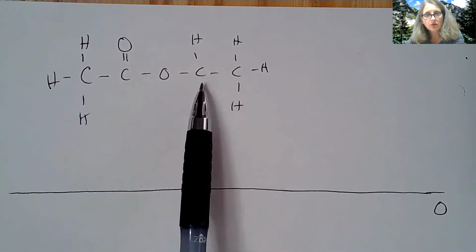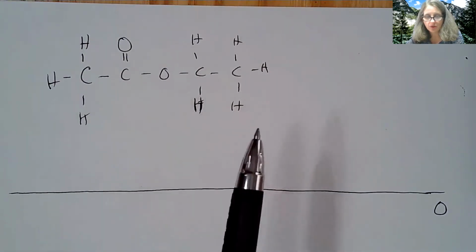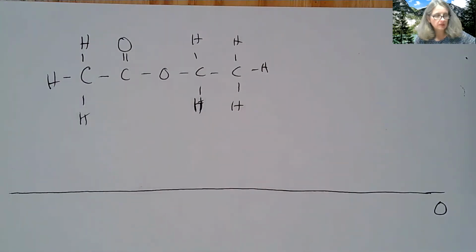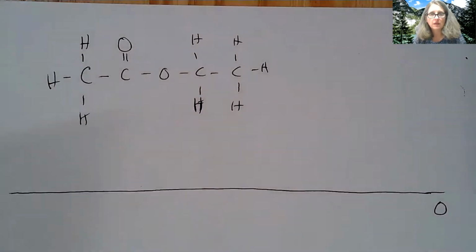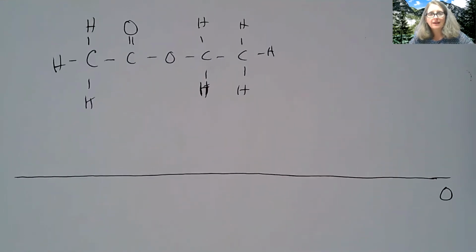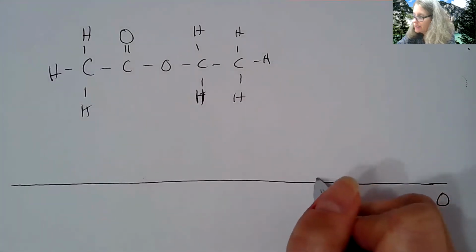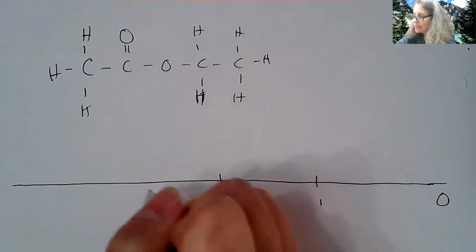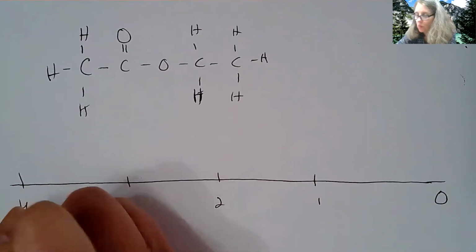You have an oxygen, then you have a carbon with 2 hydrogens, and you have a carbon with 3 hydrogens. So what we're going to do with this discussion is I'm going to need my shifts, and I'm going to essentially draw the NMR underneath it. I'm going to start with 0 over here on the right. And because I know what peaks I'm looking for, we're just going to go 1 through 4.